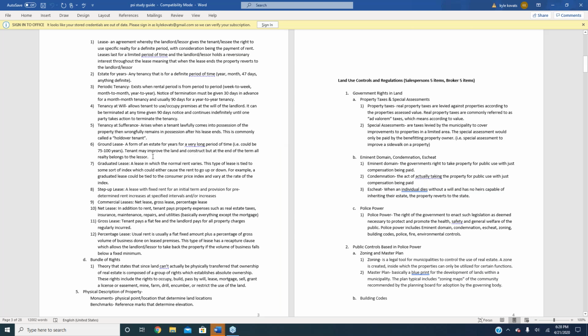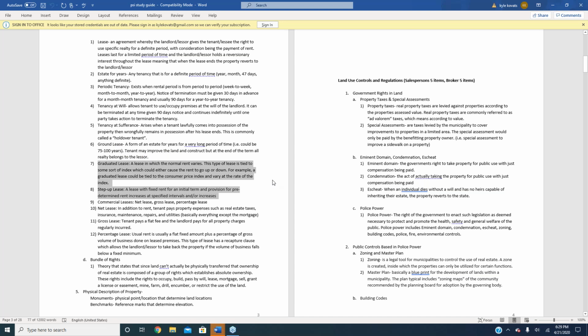Ground lease here. So a ground lease is a lease for a very long period of time, 50, 75, 100 years. What's unique about this is not only is it super long, but the tenant is allowed to make any improvements or additions they would like to, but any improvements they do make belong to the landlord at conclusion of term. Again, in a ground lease, the tenant is allowed to make any improvements or additions they want to. Unfortunately, any improvements or additions they do make would belong to the landlord once that term comes to an end. And in this ground lease, you find two clauses very, very commonly: the graduated lease and the step-up lease.